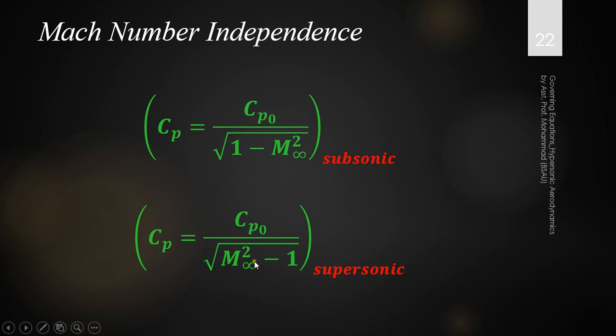Sorry, for the supersonic flow, if M increases, Cp decreases, and for the subsonic flow, if M decreases, then Cp increases. If for the subsonic flow, M decreases, then Cp decreases too, because it is negative here. And in the supersonic flow, if M increases, then Cp decreases, because it's a positive here.